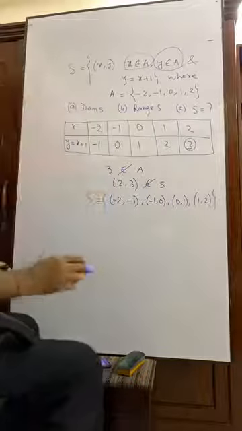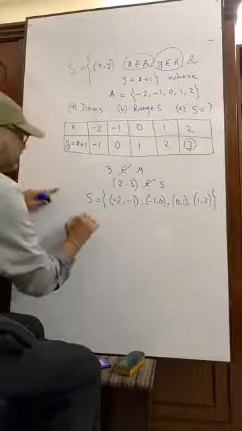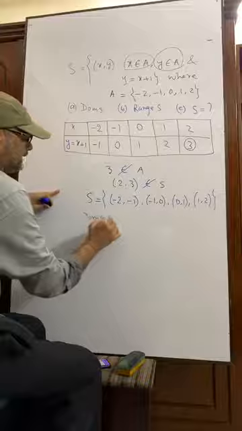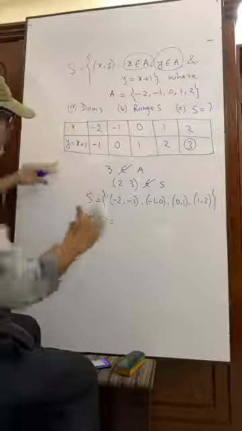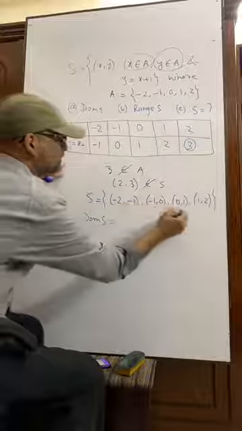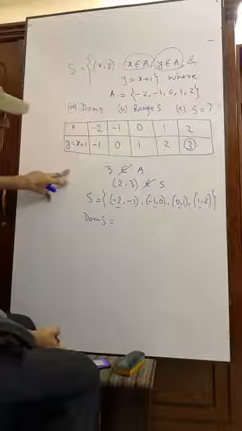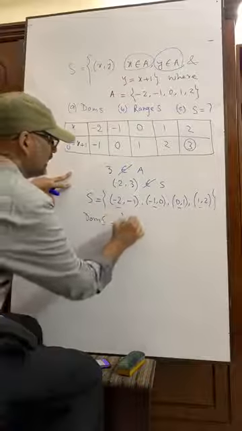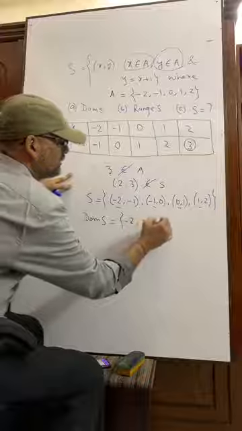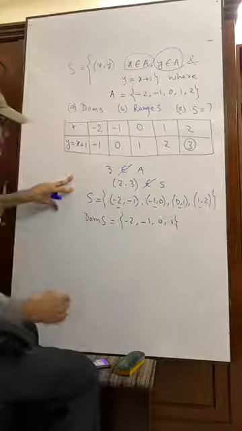Okay. Now, what is domain S? Domain S means the first elements of the ordered pairs. What are the first elements? These are the first elements. Okay. So first elements means what? This is -2. This is -1. This is 0, and this is 1. These are the first elements.